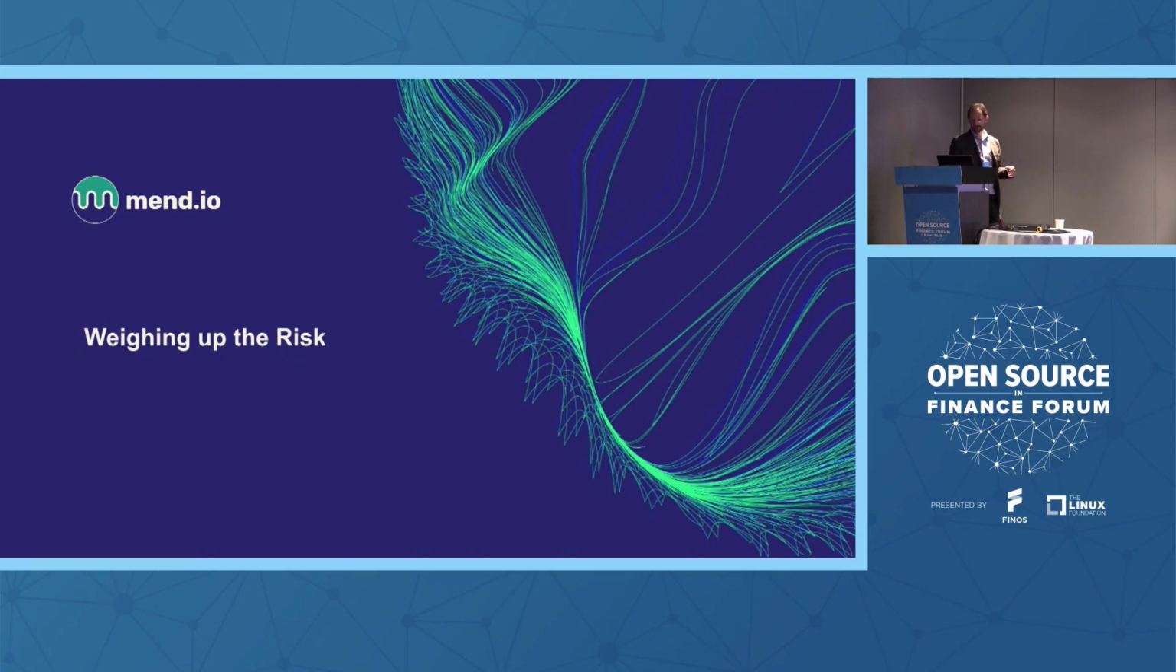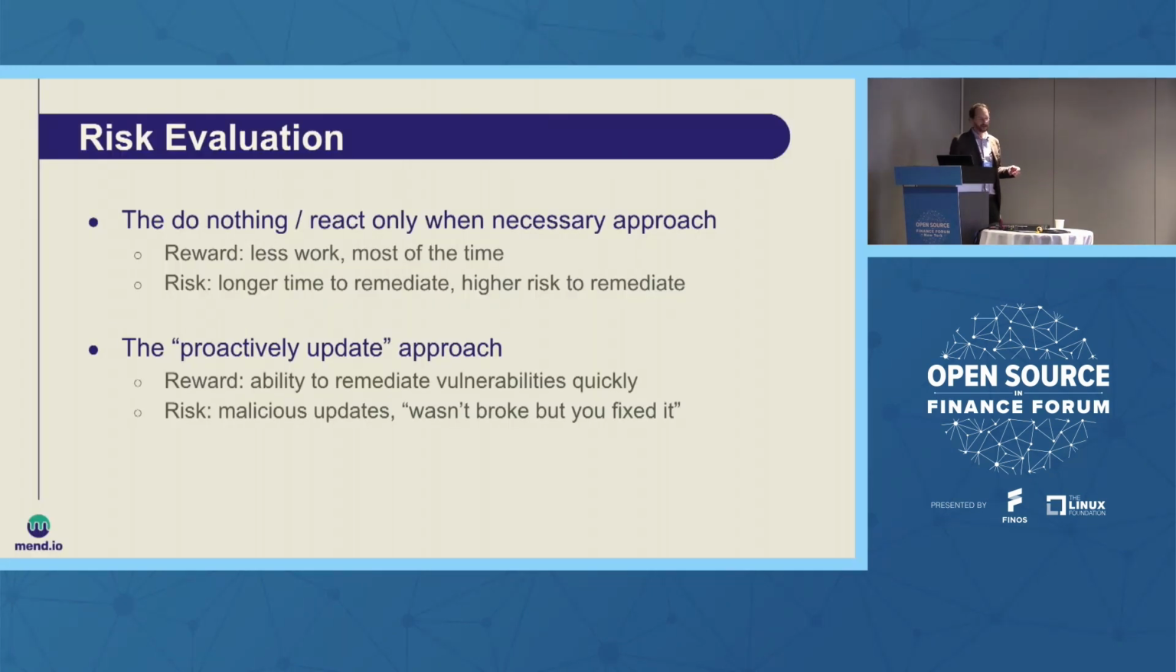Okay. So now, just weighing up the risk, right? So the do nothing approach, do nothing by default approach, I should say. React only when necessary. Traditional SCA, no real process except have a good SCA vendor, and when they tell us there's something important, we scramble. Let's see, the reward for that approach, and it is a very valid approach. The reward is less work most of the time, because you're not doing anything. You wait around for the next Log4j, okay?